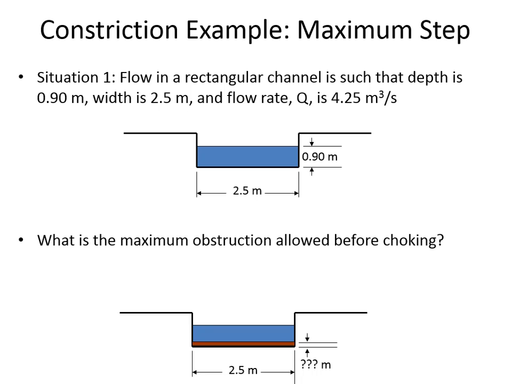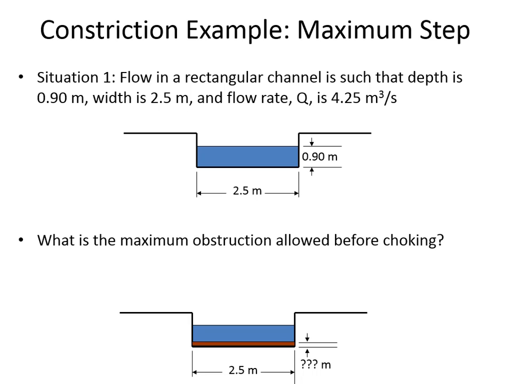So we want to find out how tall, if we put in a step that's all the way across the bottom of the channel, how tall could it be before choking occurs? In other words, what's the maximum step height? So the first thing we're going to do is just find some parameters about what's going on at location 1.